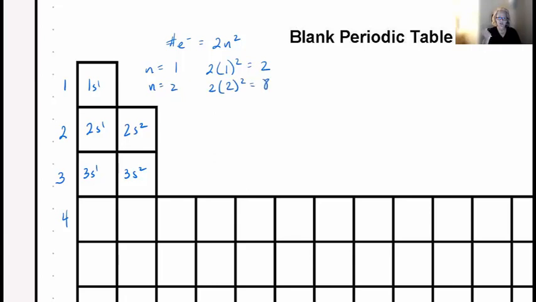So that was 2s1, 2s2, 2p1, 2p2, 2p3, 2p4, 2p5, 2p6. In the third energy level, when n equals 3, 3 squared is 9 times 2 is 18. Okay, so the first 8 electrons are in the p's. So this is what gets a little funky, okay?